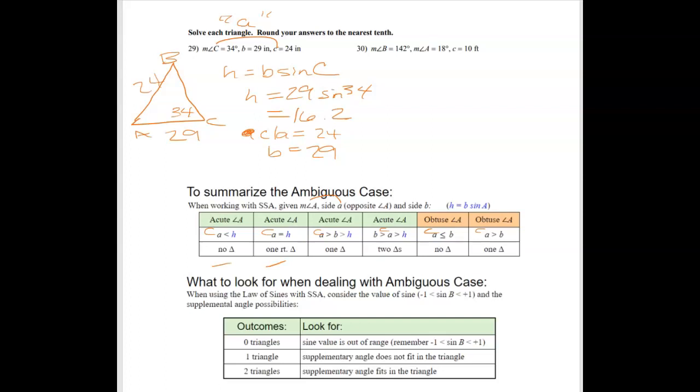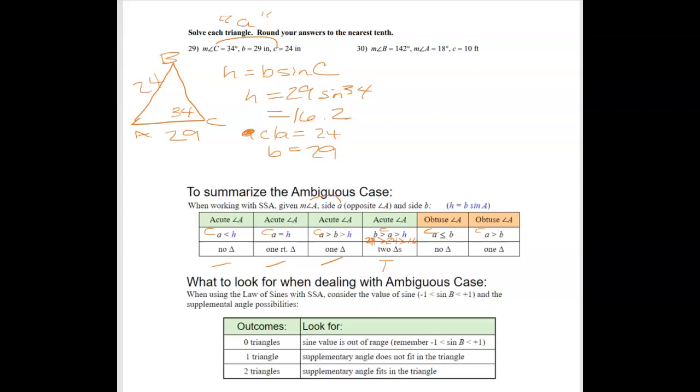Alright, is c, 24, smaller than b? 24 is smaller than 29. Is c bigger than b? So c is 24, b is 29. No, c is not bigger. Alright, let's do our next one. Is 29 bigger than 24? Is 24 bigger than h, which is 16? Yes, that's true. Let's just keep going to make sure.